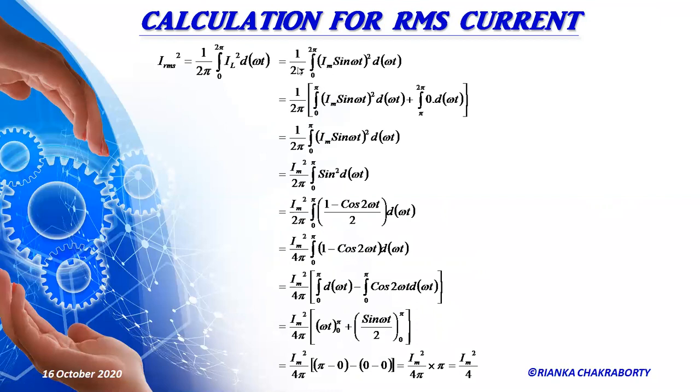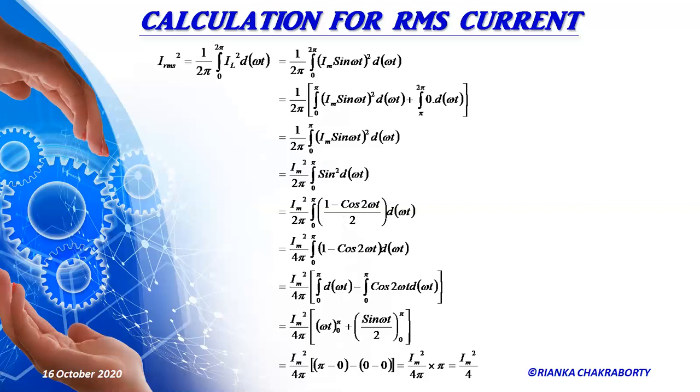So this is the calculation. We put the value of IL, that is Im sin omega t the whole square. Now we put the limit 0 to pi Im sin omega t the whole square plus integration of pi to 2 pi 0, because in between pi to 2 pi IL equal to 0. So this portion will be 0. So we can write 1 by 2 pi integration of 0 to pi Im sin omega t the whole square. Im is the constant term, so we can write Im square by 2 pi integration of 0 to pi sin square omega t d omega t, and this is the calculation.